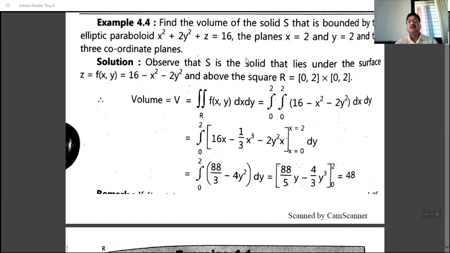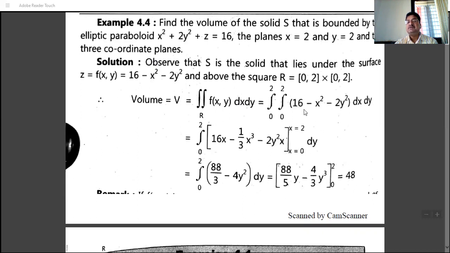Here x runs from 0 to 2 and y runs from 0 to 2, bounded by the coordinate planes. So the volume V is equal to the double integral over R of f of x, y dx dy, which is the integration from 0 to 2, integration from 0 to 2, of 16 minus x square minus 2y square dx dy. The problem is converted into two variables: find z, write z as f of x, y, with x running from 0 to 2 and y from 0 to 2, and solve this integration.